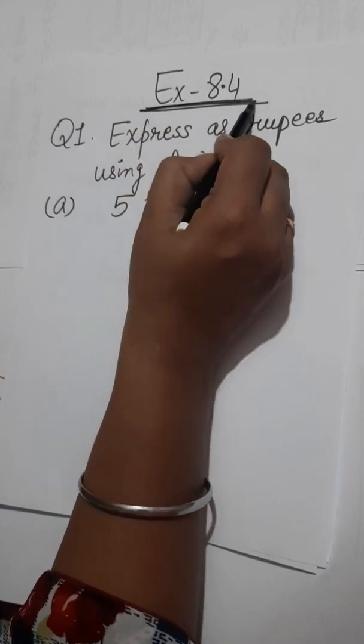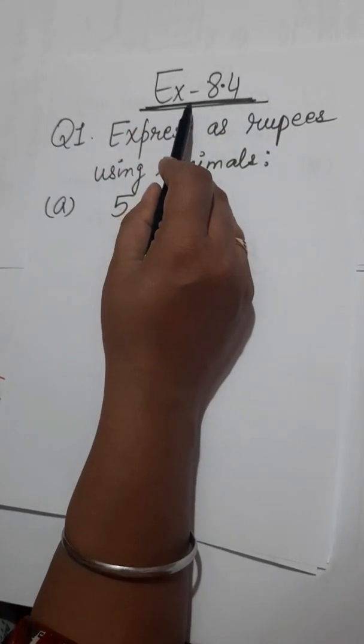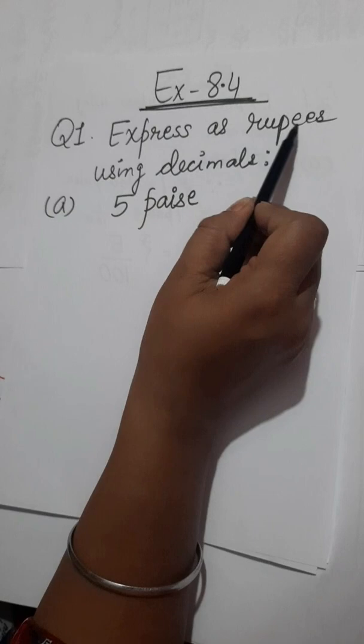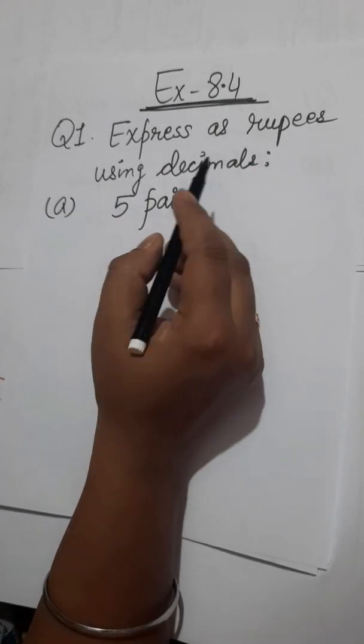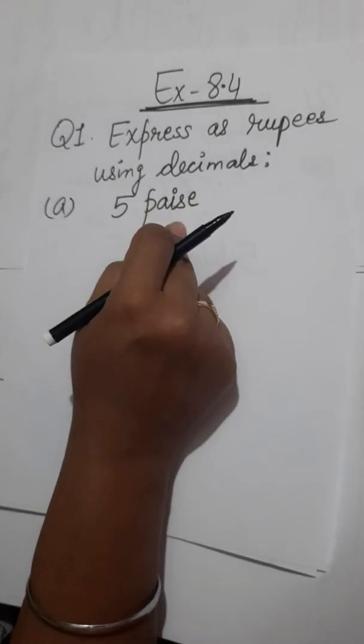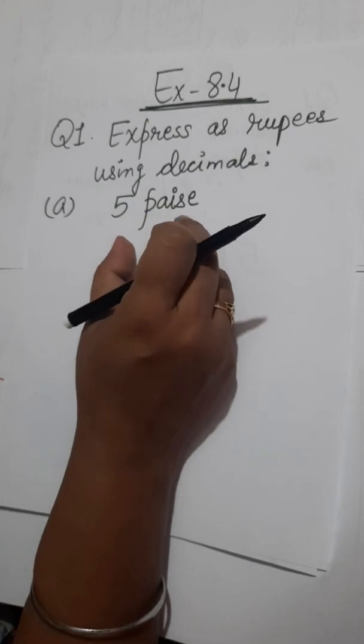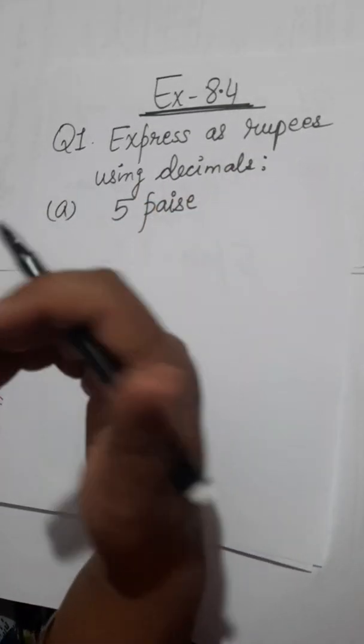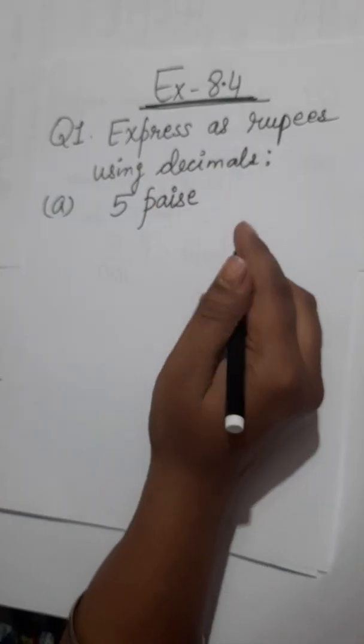Dear students, in this video we will start exercise 8.4. The first question of exercise 8.4 is express as rupees using decimals. Now here we have 5 paise and we have to convert paise into rupees. Means we have to express paise into rupees.